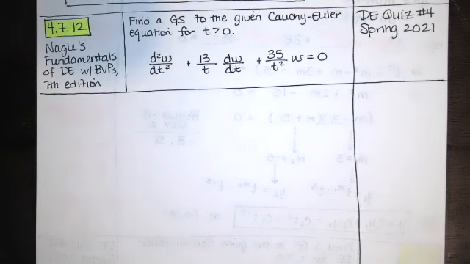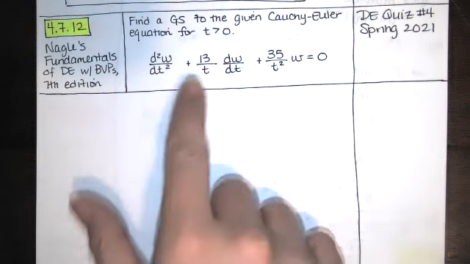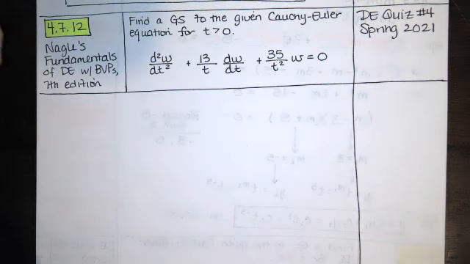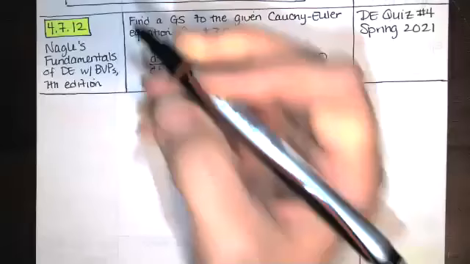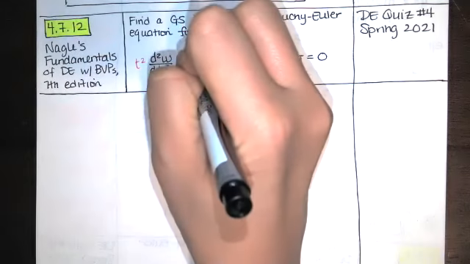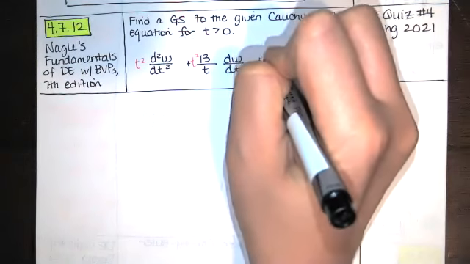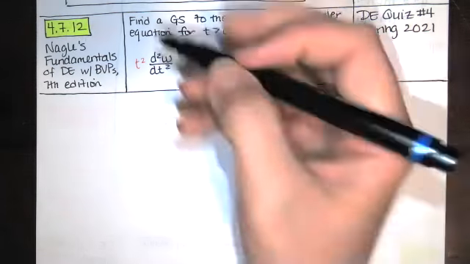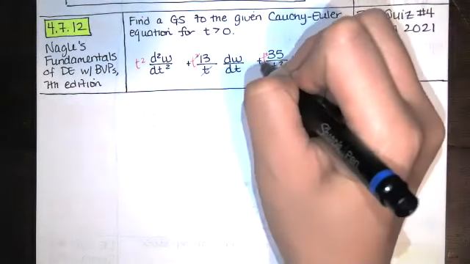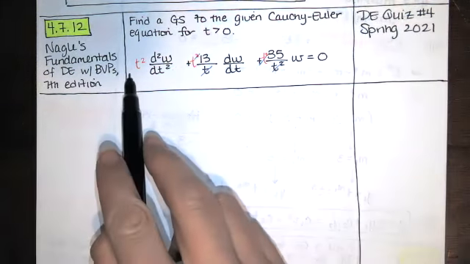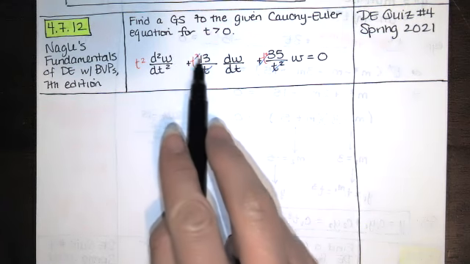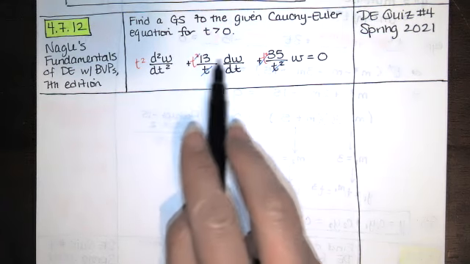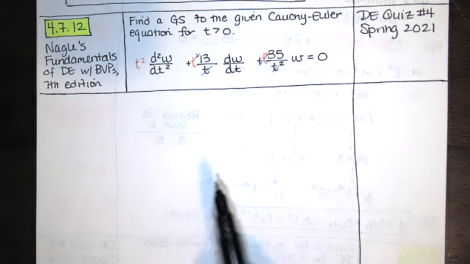Now, on the surface, you may think that this is not a Cauchy Euler equation, but I'd like you to notice the t's in the denominator here. If we multiply this equation by t squared, then we'll have the form of the Cauchy Euler equation that students in my class are accustomed to. One of these t's will reduce, both of these t's will reduce, and we'll have a t squared times the second derivative plus 13t times the first derivative plus 35w.